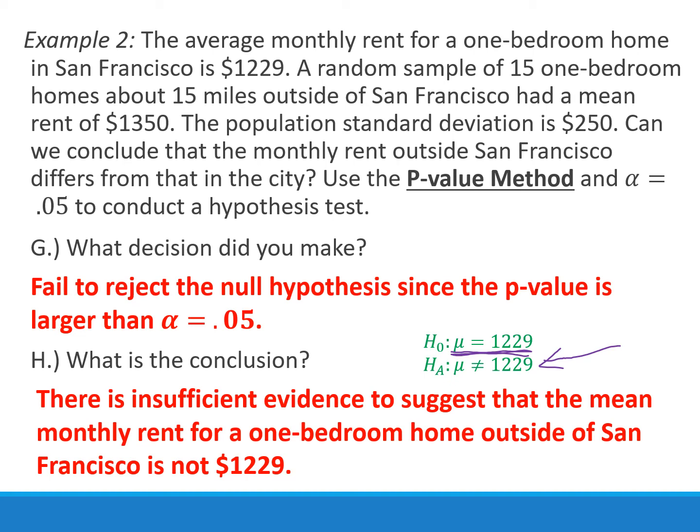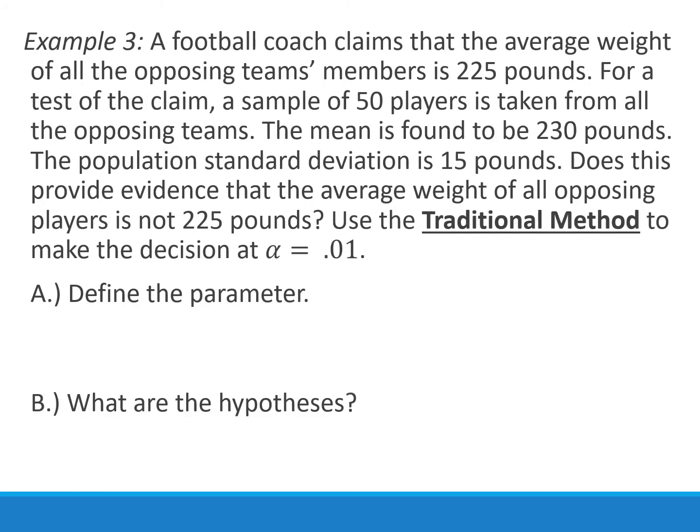If we took a larger sample, maybe we would get some homes that aren't as nice as the ones that we got in this sample of 15, and we'd find that the average is actually the same as San Francisco. There's insufficient evidence to suggest that the mean monthly rent for a one-bedroom house outside of San Fran is not $1,229. Lastly, let's do one with the traditional method where we cut out the p-value.